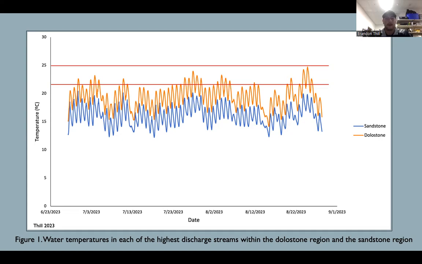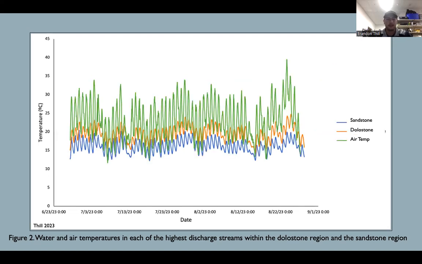Now, I want to put air temperature on top of this just to kind of highlight how it plays such a big role in the stream temperatures. We can see a pretty constant measure when it comes to the warming of the stream during the day and the warming of the air during the day, as well as the cooling of the stream during the night and the cooling of the air during the night.